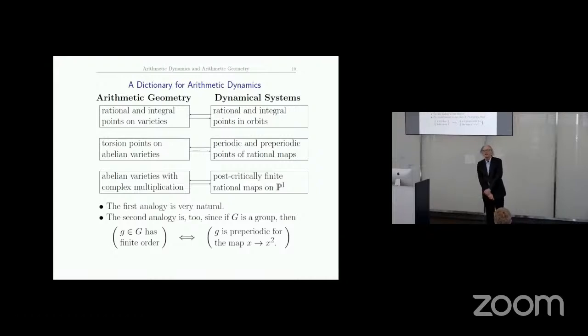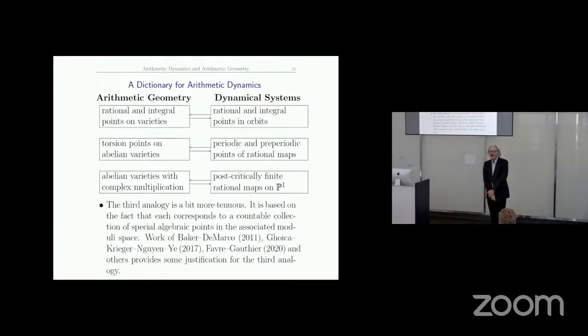Now, the first analogy at the top of this slide is very natural. Right? Rational and integral solutions to polynomial equations, rational and integral points in orbits. The second one's pretty natural also, because if you're talking about a torsion point in a group, a point of finite order, that's equivalent to the element of the group being pre-periodic, say, for the squaring map, x goes to x squared.